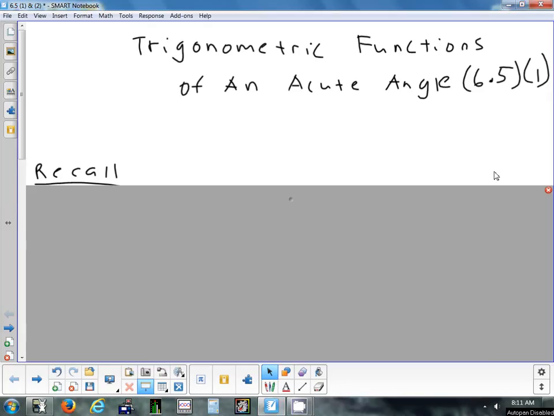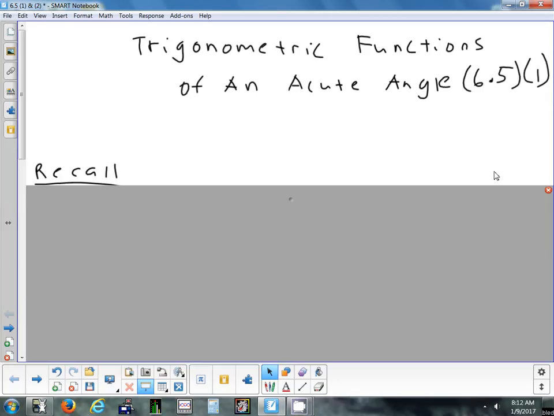So we're going to start by talking about right triangle trig. You've probably done a little bit of that in geometry, but we're going to go into a lot more depth, especially in the second half of this section, looking at inverse trig functions, and then in chapter 7, we're going to start looking at the graphs of inverse trig functions.